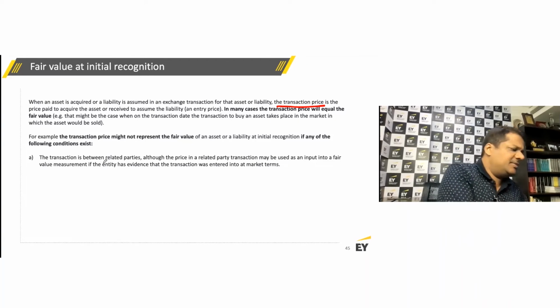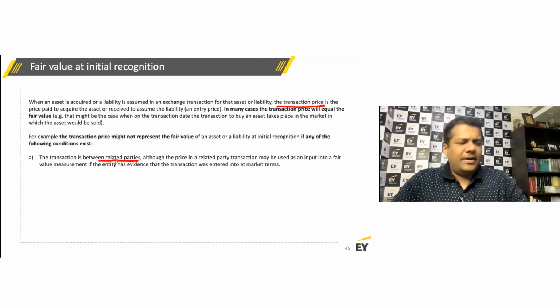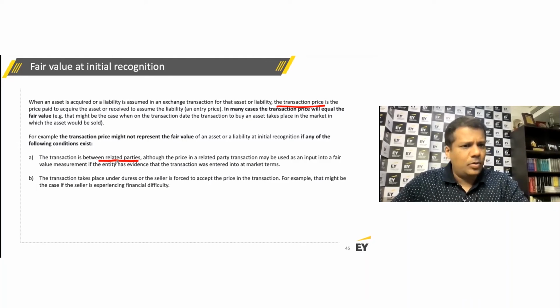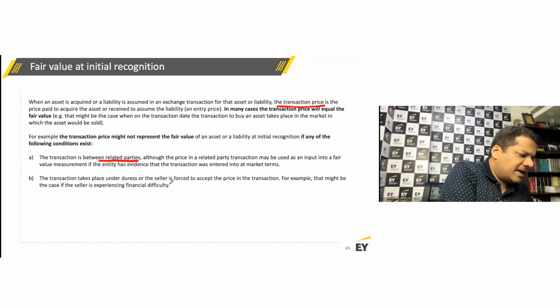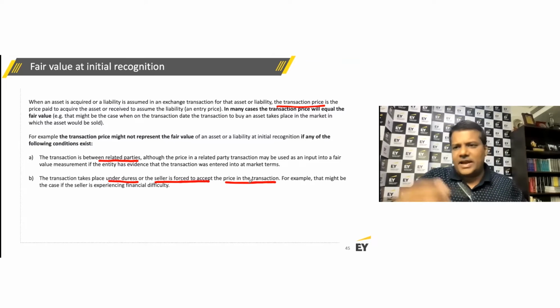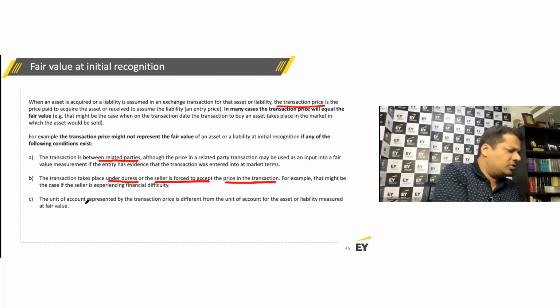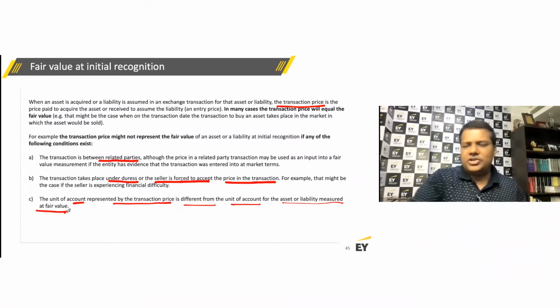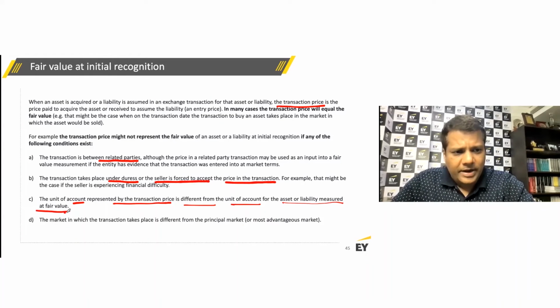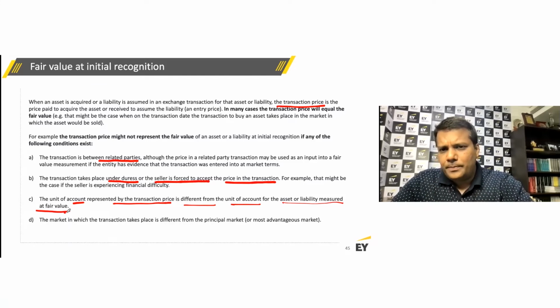For example, the transaction price might not represent fair value if any of the following conditions exist. The transaction is between related parties. It may be used as an input, but it may not represent fair value. The transaction takes place under duress, or the seller is forced to accept the price in the transaction. I think that's something to look at. The unit of account represented by the transaction price is different from the unit of account for the asset or liability which is measured at fair value. Or the market in which the transaction takes place is different from the principal market.